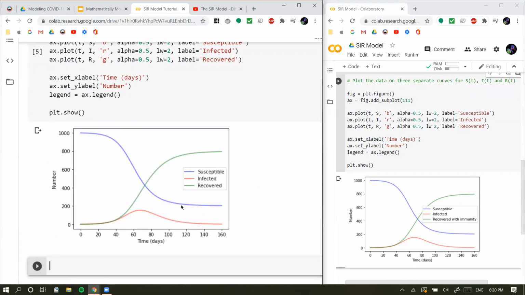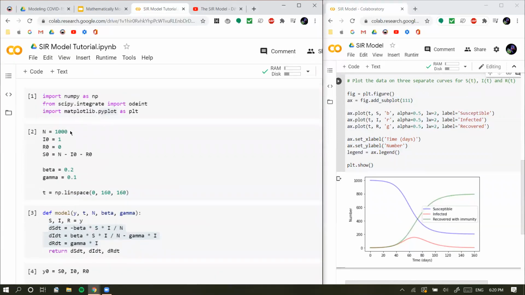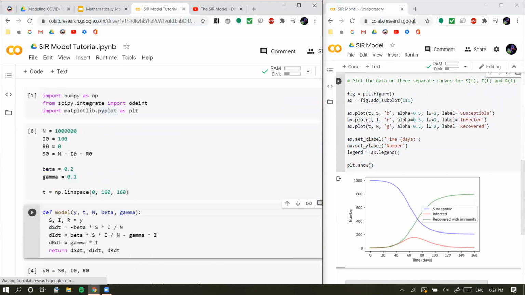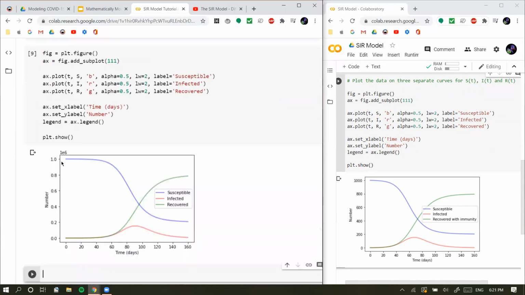Isn't that cool? So right here we can literally plug in anything we want. Let's say we want the population to be 1 million, okay? And we start off with 100 infected people. And we have the same thing here, 160 days. If I want to, I can just play with the numbers however I want. And there we go. Now it changed. Now I have 1 million people, so 1 stands for 1 million. And then we have a different curve here.